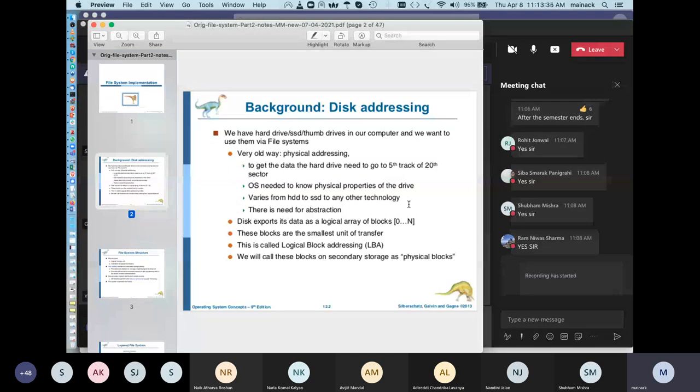So when the modern operating system came into being, there was a need for an abstraction. And the abstraction is logical addressing of hard drives. In logical block addressing, the disk is abstracted as a logical array of blocks, 0 to n. And these blocks are the smallest unit of data transferred to the operating system. This is called logical block addressing, or LBA. And we will call these blocks 0 to n on secondary storage physical blocks.